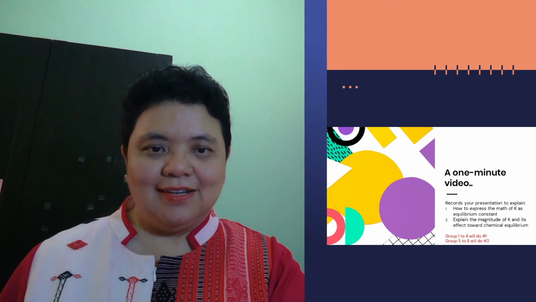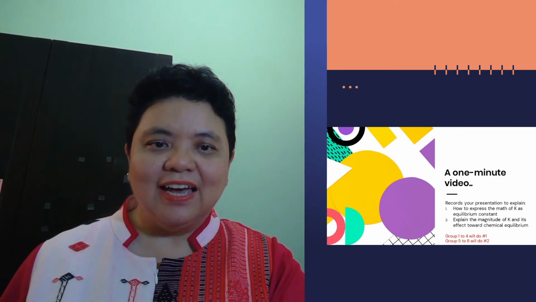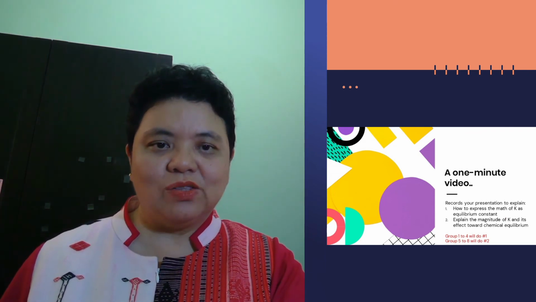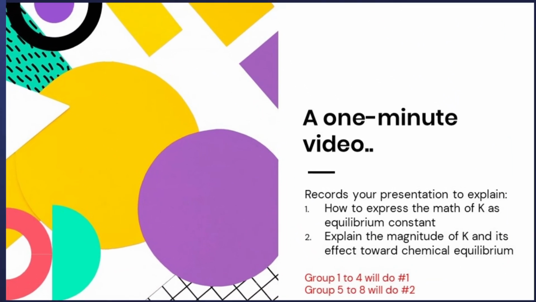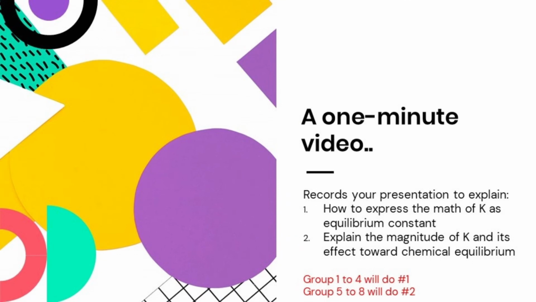After your discussion about the chemical equilibrium and the magnitude of the equilibrium constant, this is your assignment. Your assignment is a 1-minute video. Record a 1-minute video on one of the topics below. The first one: how to express the math of K as the equilibrium constant. Secondly, explain the magnitude of K and its effect on chemical equilibrium.